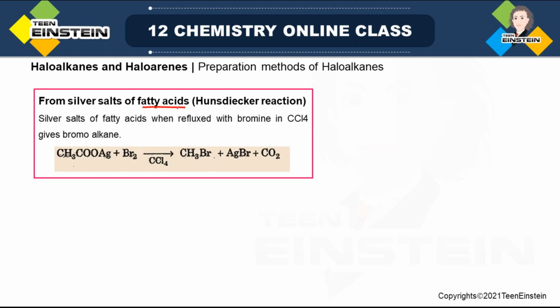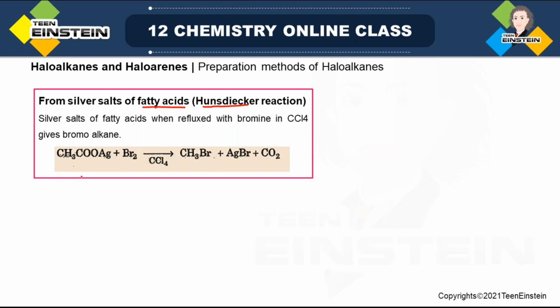That means fatty acid, which has a long hydrocarbon chain and then a CO2H group. This type of carboxylic acid is known as fatty acid. And if the acidic hydrogen of the fatty acid is replaced by the metal ion Ag+, then it will be called silver salt of fatty acid. And this reaction is also known as the Hunsdiecker reaction.